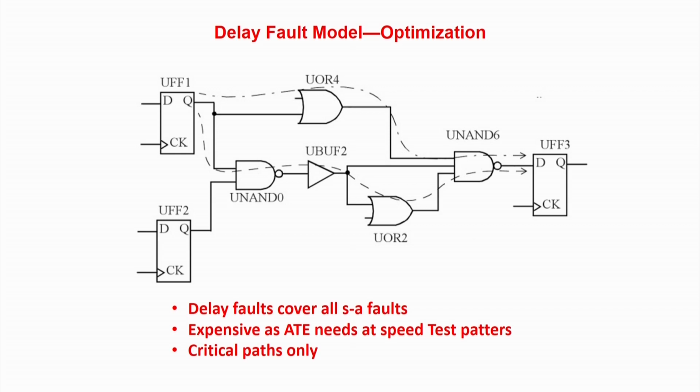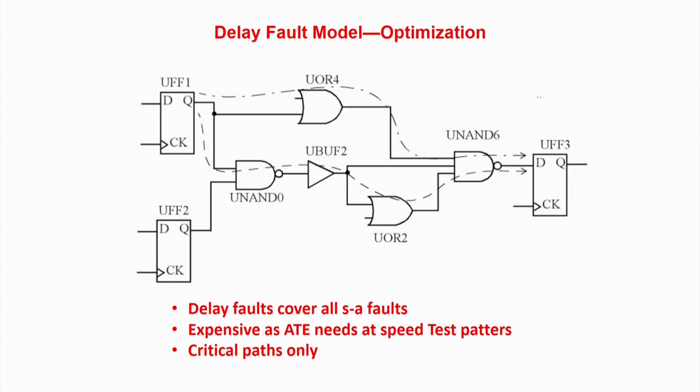But what is the optimization for delay faults? Because optimization for bridging faults we have already seen, restricting the line, restricting the regions. But here, in case of delay fault, you understand that it is a very costly affair because patterns have to be applied at speed. So what we do? Basically we try to apply test patterns only in critical paths.